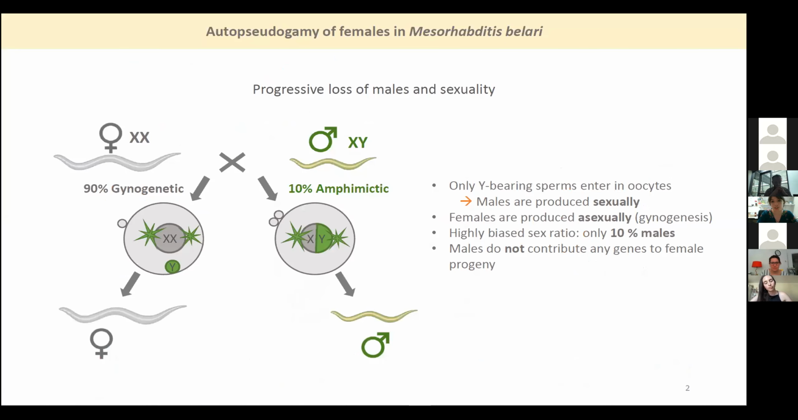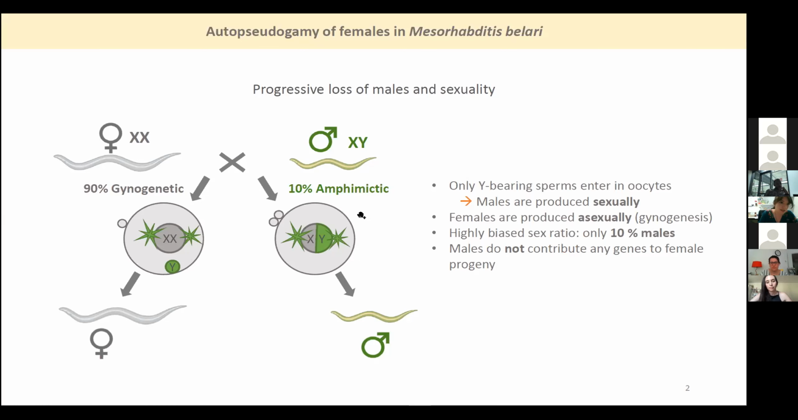First of all, I would like to present the reproductive system of this species, and more specifically of Mesorhabditis belari. Mesorhabditis belari can produce two types of oocytes. Males, here in green, are amphimictic and are produced sexually, which means that the meiosis is canonical and undergoes two rounds of cell division. The oocyte here is haploid, and the sperm DNA enters the oocyte with its two centrioles, and then the two haploid genomes fuse in order to restore diploidy.